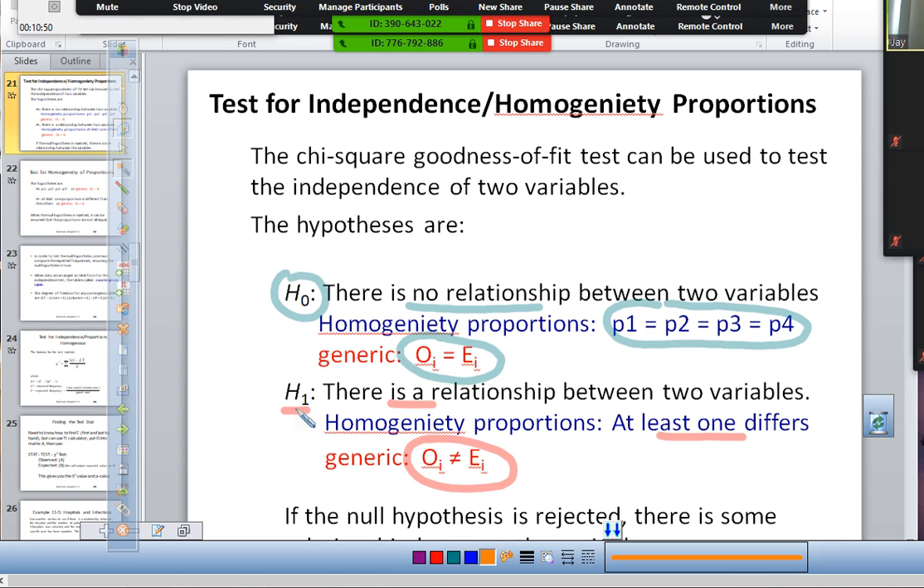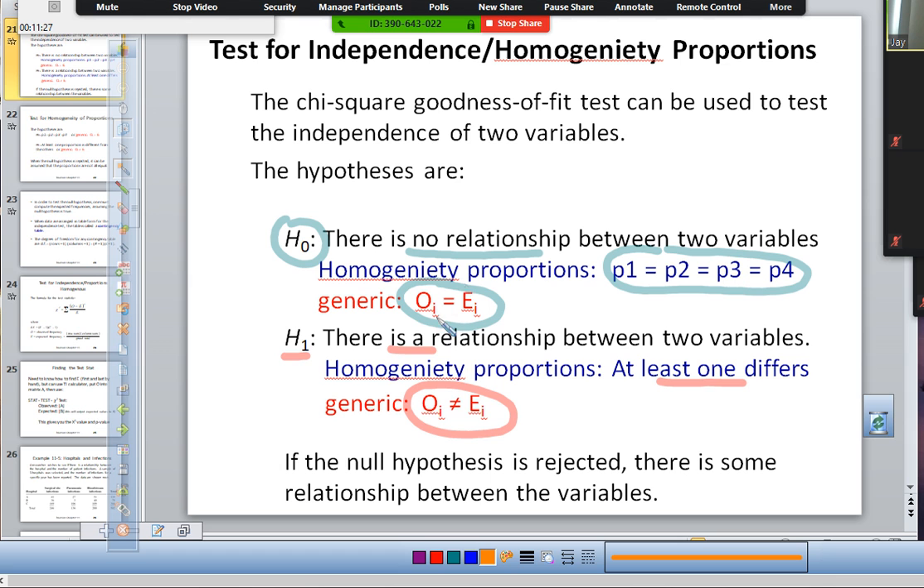H1 would be the opposite of that, right? Instead of no relationship, it would be there is a relationship. And instead of them being equal, then at least one differs. And instead of these two being equal, we're going to say O sub I is not equal to E sub I. So that's H1. It can be any one of those. You can just do the simple one here of O sub I equals E sub I, and O sub I is not equal to E sub I. That's totally fine. You'll get full points on the exam for that.